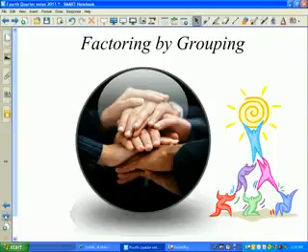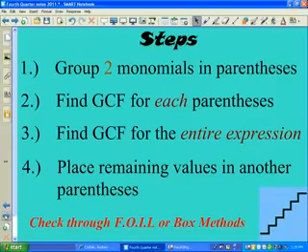So our notes for today is factoring by grouping. Factoring by grouping, we have a couple steps here. The first step you're going to do, you're going to group 2 binomials in parentheses. Then you're going to find the greatest common factor for each parenthesis. And once you do that, you're going to find the greatest common factor for the entire expression. And lastly, you're going to place the remaining values in another parenthesis.